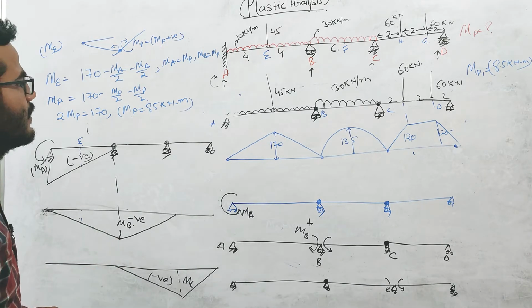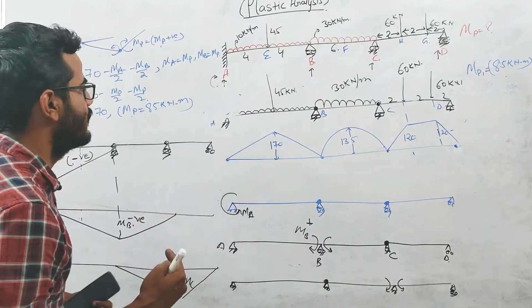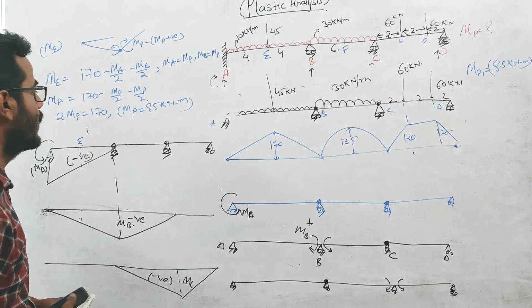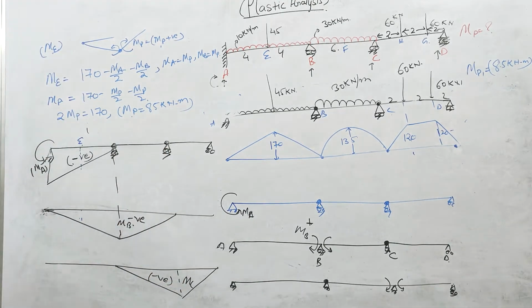Now let us consider the plastic collapse for this BC portion. Remember that we are checking the individual spans over here. So if you consider the plastic collapse of this BC portion, again we will be writing the equilibrium equation.